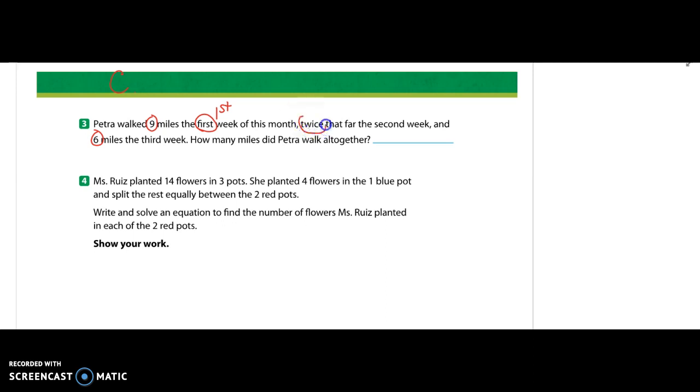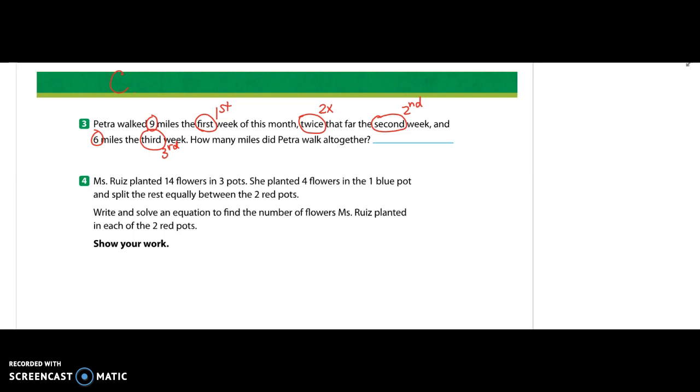I also see twice. That's also a number in words, except this one is actually a multiplicative number. Twice is 2 times. I see the word second, which reminds me of first. Maybe I won't need it, maybe I will. I'm going to make note of it. And I see third. Maybe I'll need it, maybe I won't. I don't see any other numbers in my problem.